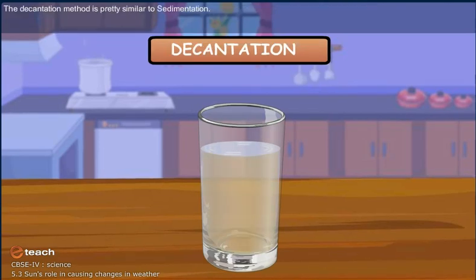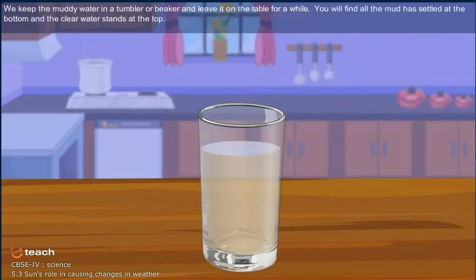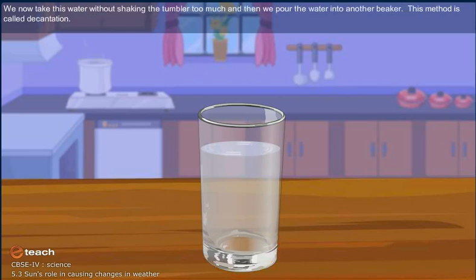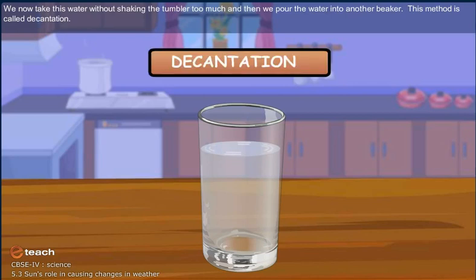The decantation method is pretty similar to sedimentation. We keep the muddy water in a tumbler or beaker and leave it on the table for a while. You will find all the mud has settled at the bottom and the clear water stands at the top. We now take this water without shaking the tumbler too much and then we pour the water into another beaker. This method is called decantation.